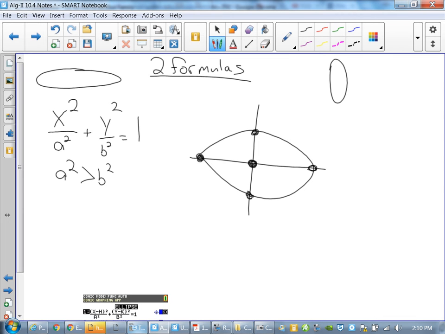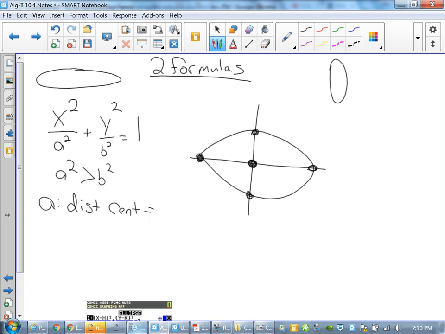So if I'm being stretched left and right, this value of A is always the distance from the center to the vertex. A will always be the distance from the center to the vertex. So today it's really nice. Being centered at the origin, our A value will always be very easy to count because 0 plus A is going to be your vertex.